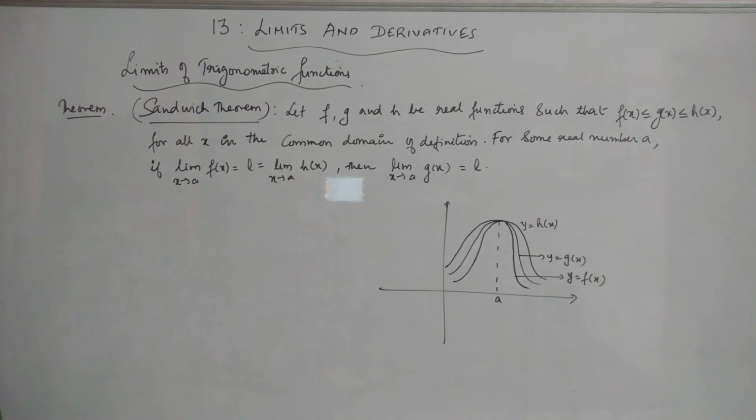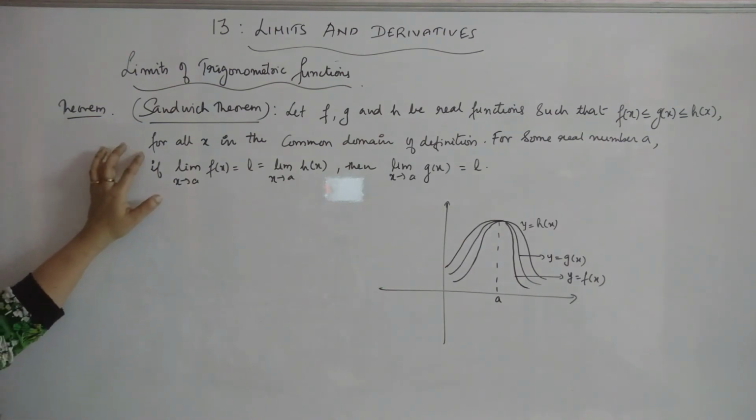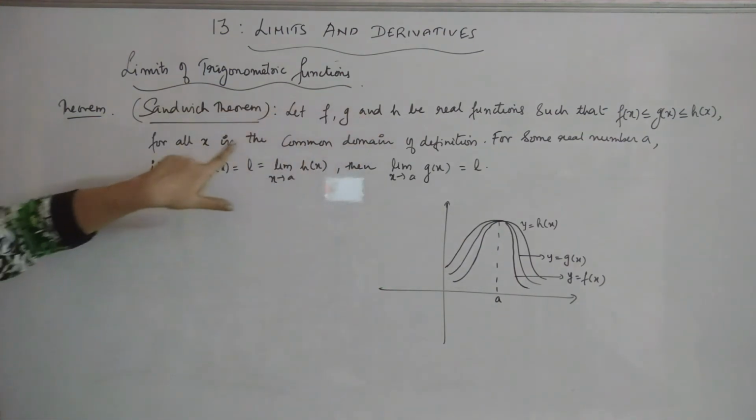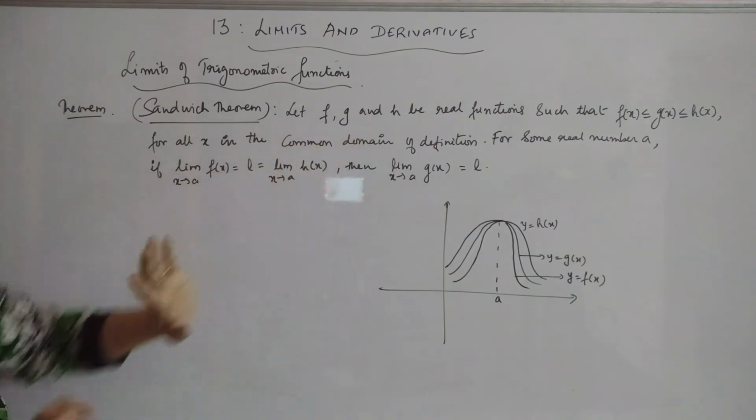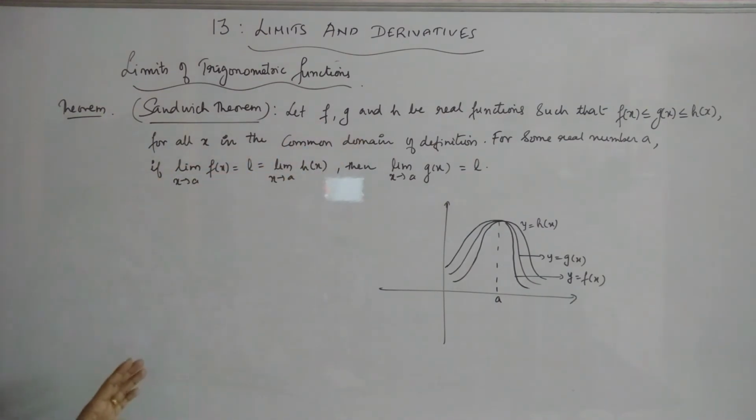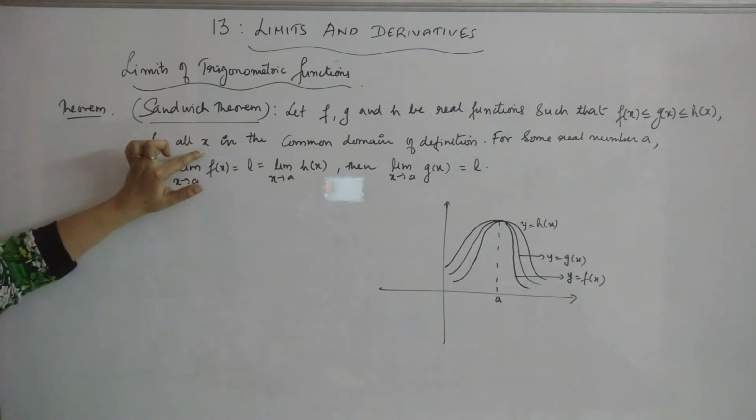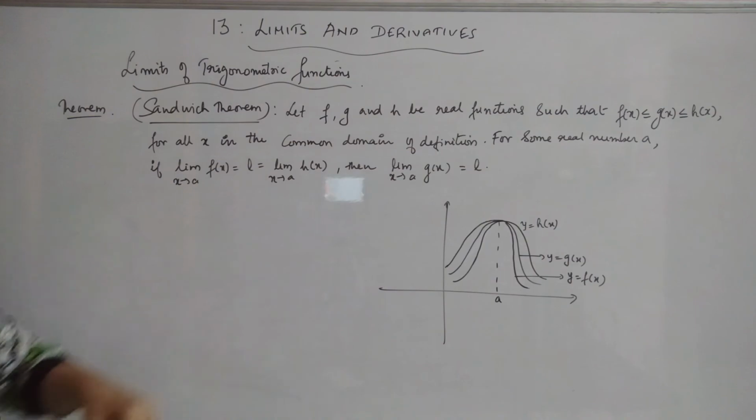Here you have three functions, f, g and h. They are real functions, and the condition is f of x is less than or equal to g of x less than or equal to h of x. This is true for all x in the common domain, that is, for all of them you have the same domain. In the common domain, whatever values you are taking, this will be satisfied, that is f of x less than or equal to g of x less than or equal to h of x.